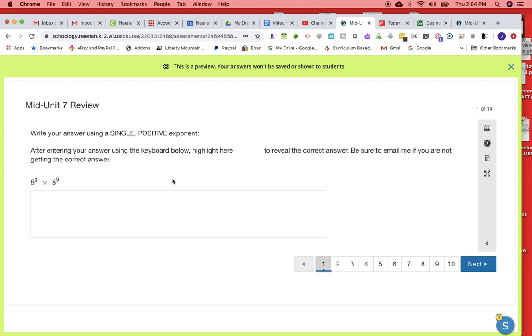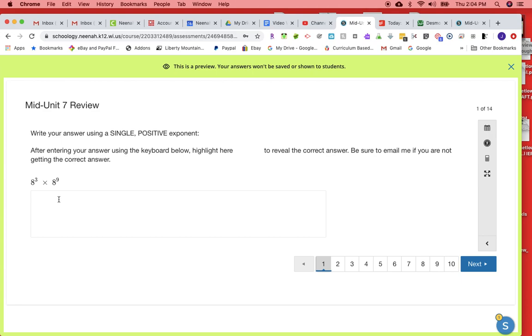It says after entering your answer using the keyboard below, highlight right here. We'll highlight that to reveal the correct answer to make sure you're doing it correctly. If you're not getting these right, let us know. So we have 8 to the third power times 8 to the ninth. When we're multiplying like this, we're going to add our exponents. So we keep the base and add our exponents.